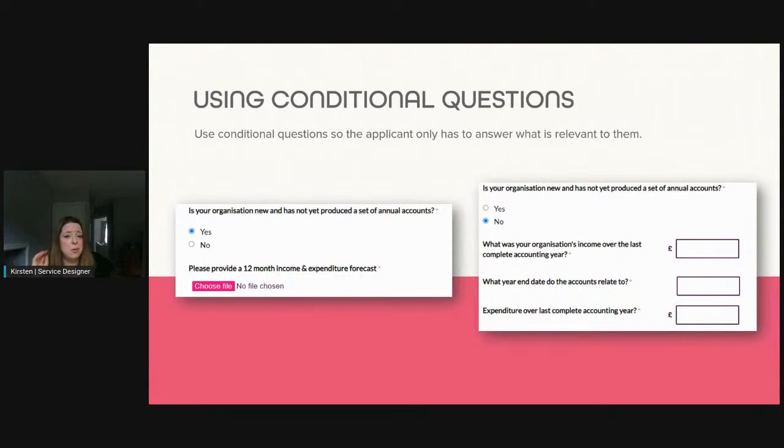So you can see in the example we've got on this slide, if you're a new organisation and you tick yes, you only have to provide a projection, a forecast for the next 12 months. However, if you're an existing organisation and you have got annual accounts, then you're required to put some information about your income and expenditure and your account year-end date.